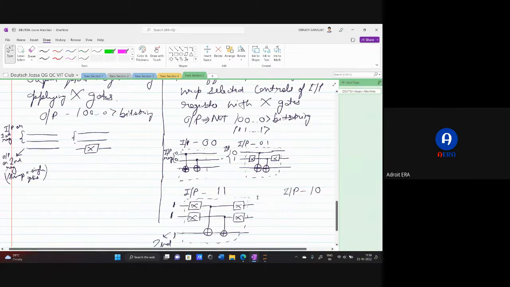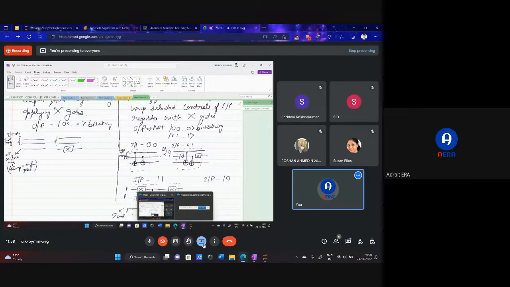Okay, so now in the evening class, what we are going to do is derive the circuit analysis, and we are also going to see the Qiskit version of this circuit as well. Okay, so I'm going to stop presenting, and if you have any doubts, please go ahead. Any doubts?